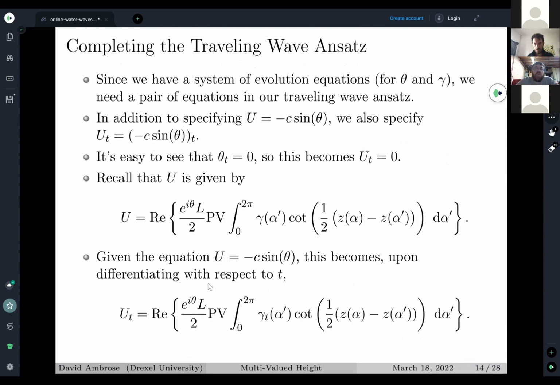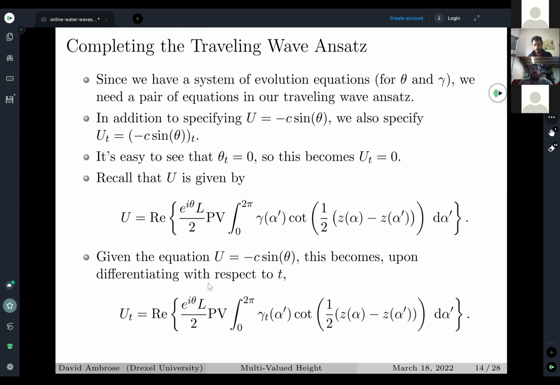Okay, so we need a second equation because we're trying to solve for two components of the solution, theta and gamma. So we need a pair of equations in our traveling wave ansatz. Our first equation was u equals minus c sine theta. For my second equation, we're going to take the time derivative of that. And so u_t equals minus c sine of theta_t. We want to always be in the u equals minus c sine theta situation. We want that to hold initially, and we want it to continue to hold at future times. And so we're going to take the time derivative of it.